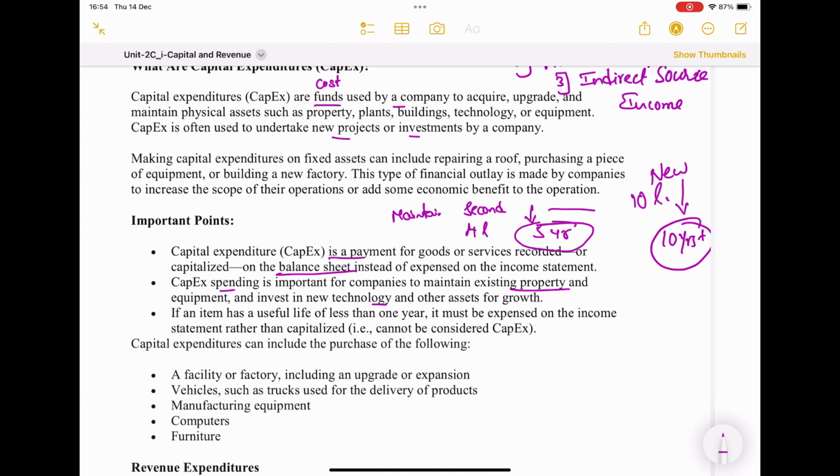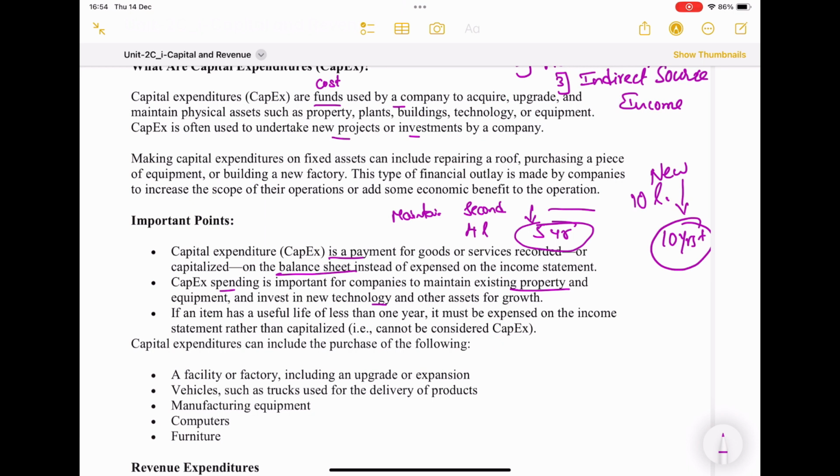If an item has a useful life of less than 1 year, it must be expensed on the income statement rather than capitalized. So whenever you identify expenditures as capital or revenue, you have to make sure that those capital expenditures have a useful life of more than 1 year. The useful life should not be less than a year. If it is less than a year, definitely we are going to identify those expenses as revenue expenses.